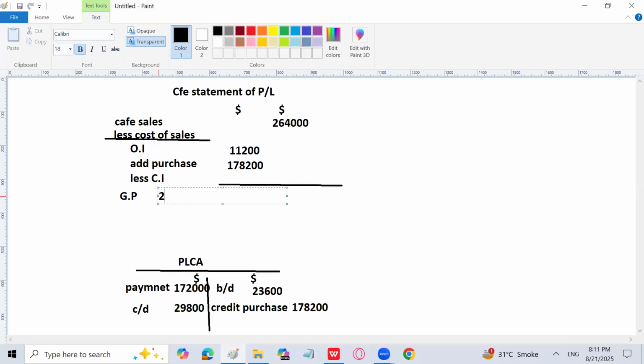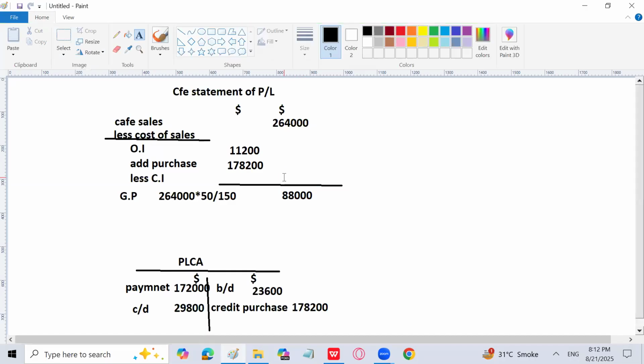So I can calculate 264,000 multiplied by 50 divided by 150. So I will be able to get the answer now. Let's calculate it. 264,000 into 50 divided by 150. The answer is going to be 88,000. So 88,000 is going to be the gross profit. Now I will take the difference, sales minus gross profit. Sales is 264,000 minus 88,000. The cost of sales is 176,000.